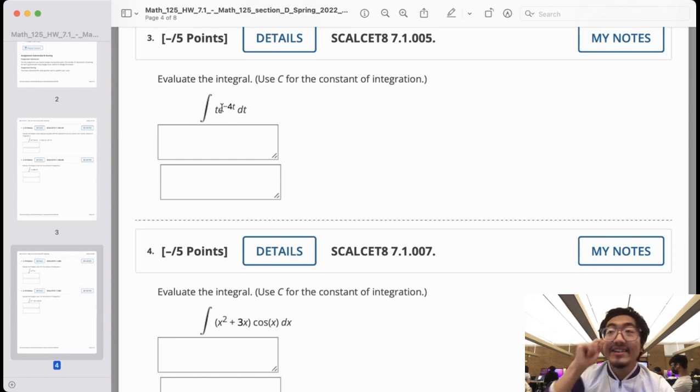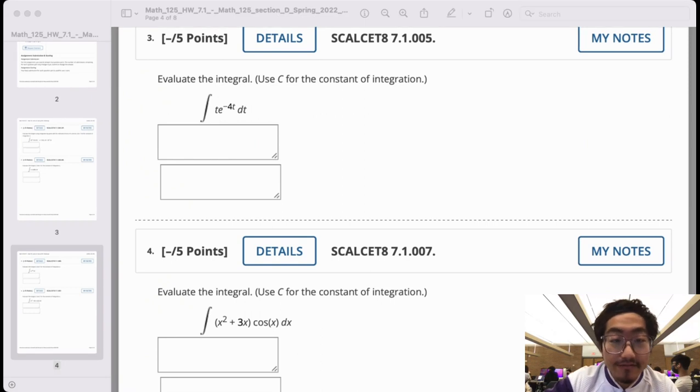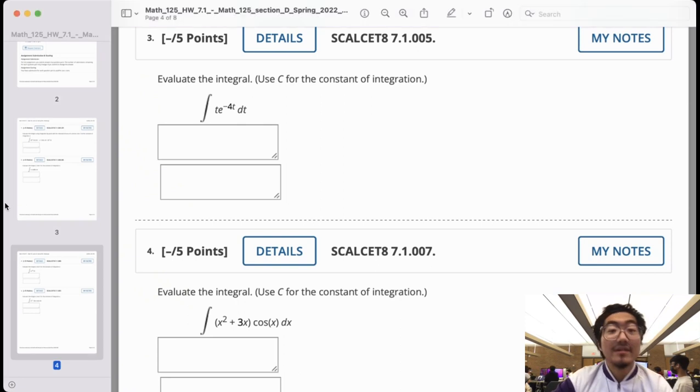We have t and an e function. This time, you will use both u substitution and integration by parts. In this case, set u equals t, then dv is e to the negative 4t, then find the antiderivative and use this technique.